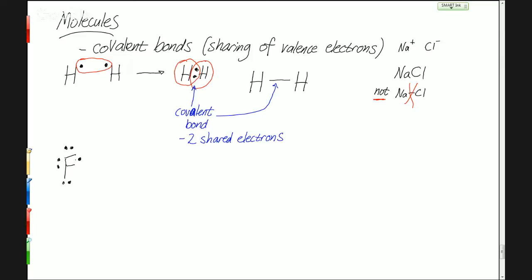So let's first just look at another fluorine. That would be one way to do it. These 2 fluorine atoms could share those 2 electrons.